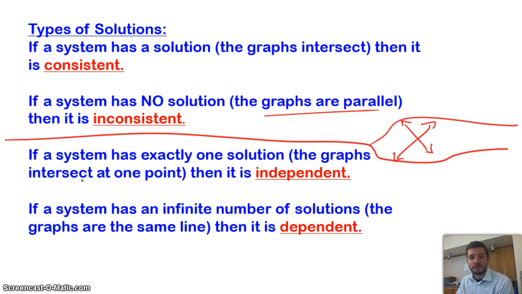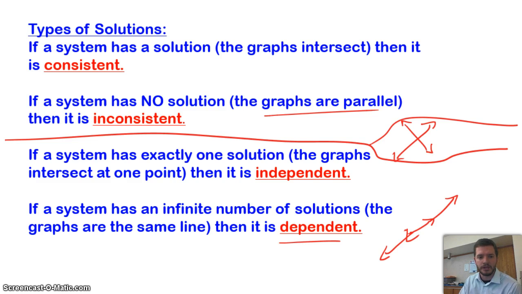So if it's one solution, it's independent. If it has an infinite number of solutions, meaning the graphs are the same line, then it's dependent. So again, in this case they're sharing every point on the line. That is an example of a dependent system.